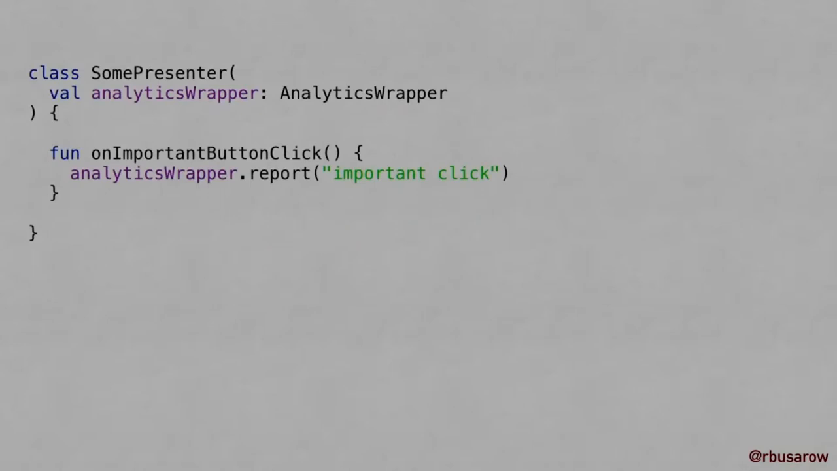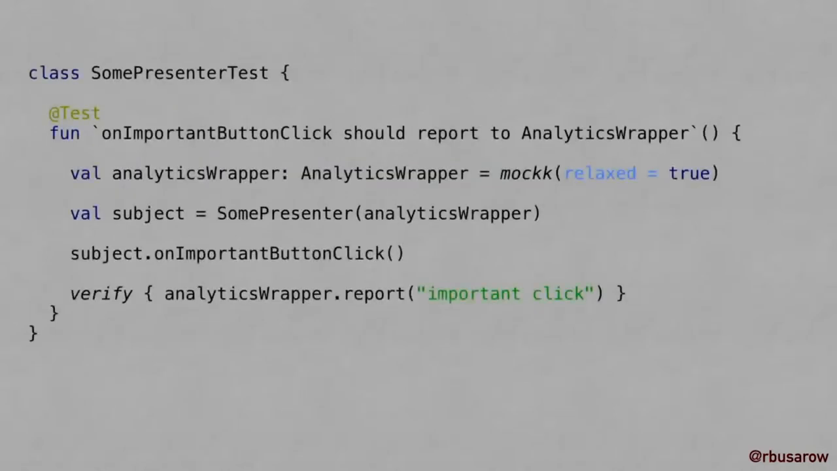Instead, let's say that now you've got some presenter, which is the one that's actually invoking this wrapper, and it's got some function, importantButtonClick. And when you click that important button, you want to tell the analytics about it. So how would you test this? Using MockK, you would do the same thing. You would mock out your analytics wrapper. You would create a new subject with that mocked version. Then you can call importantButtonClick, and you can verify that everything happened.